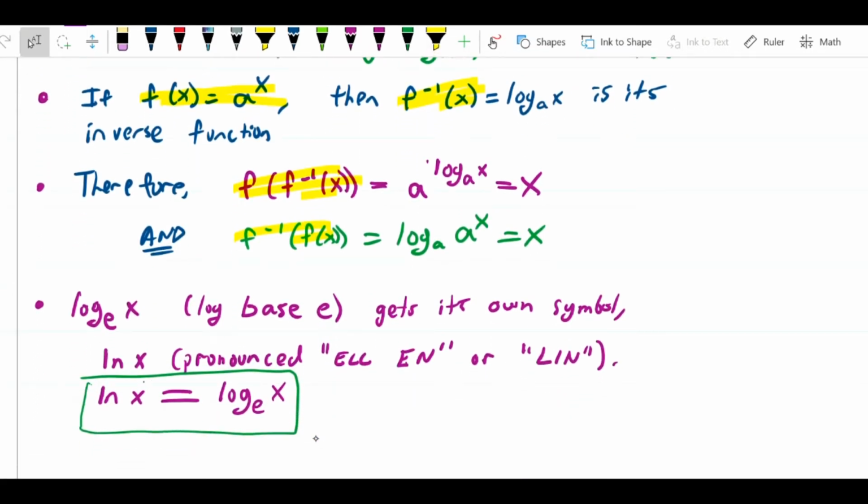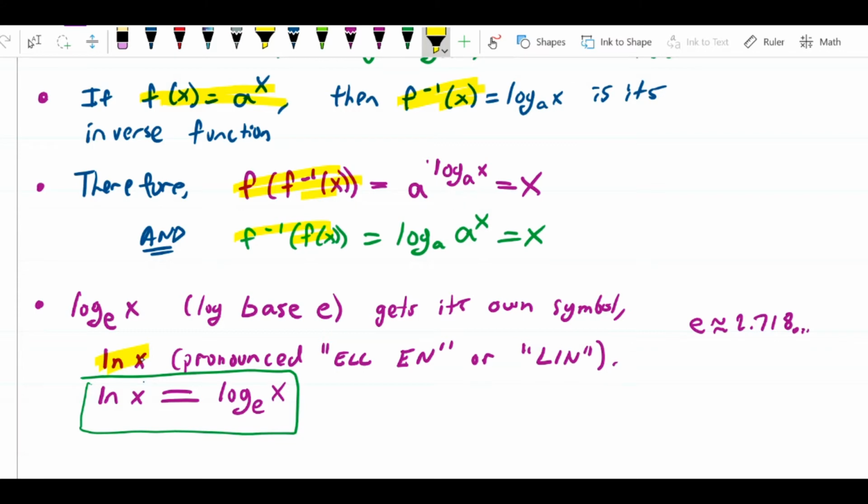One special type of log that is worth noting is log base e, and because e is such an important number, this is of course the number e that's approximately equal to 2.718. You should all know that. And log base e is so important that it gets its own name and symbol. So the symbol is ln x right there.